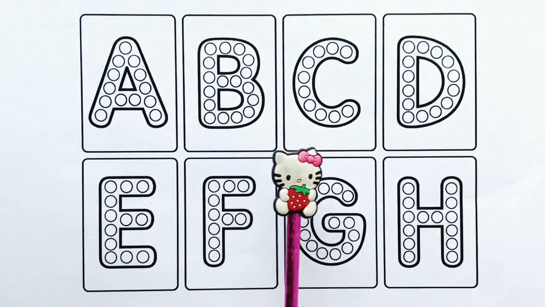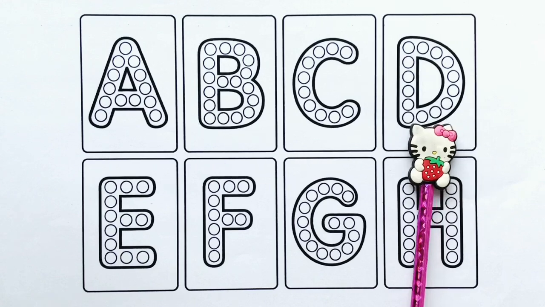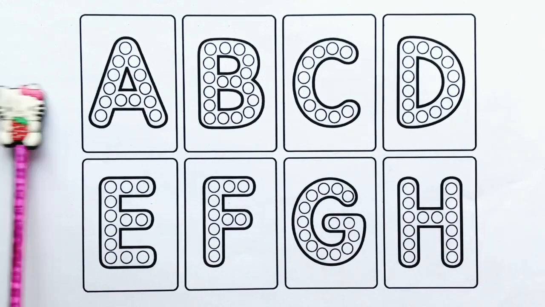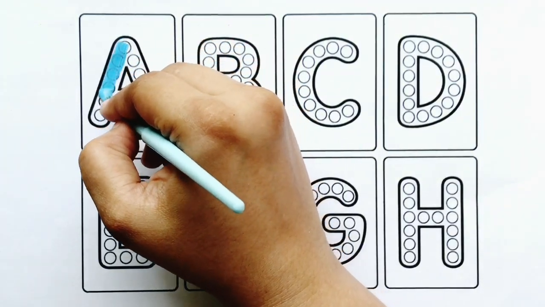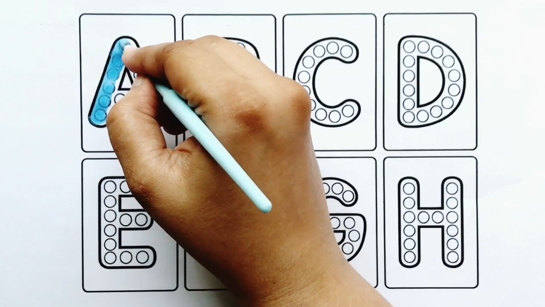Today I will learn how to paint capital letter A, B, C, D, E, F, G, H. Let's paint. Like blue color, I paint capital letter A for aeroplane.